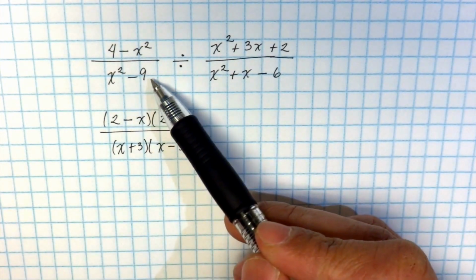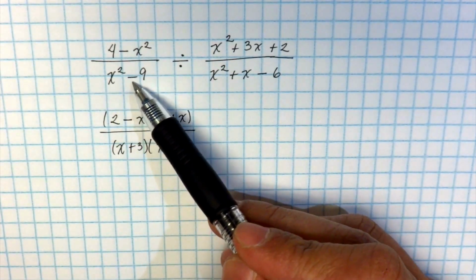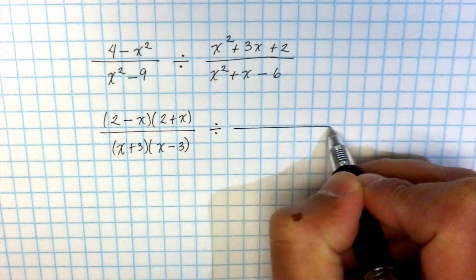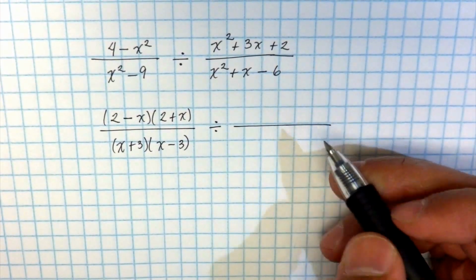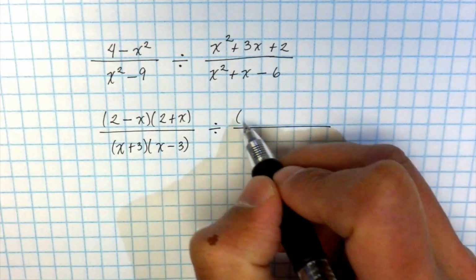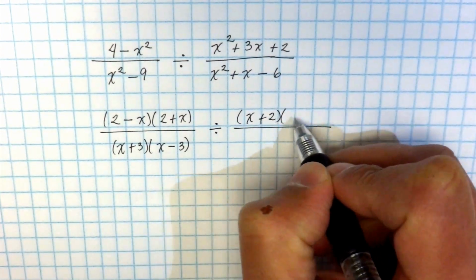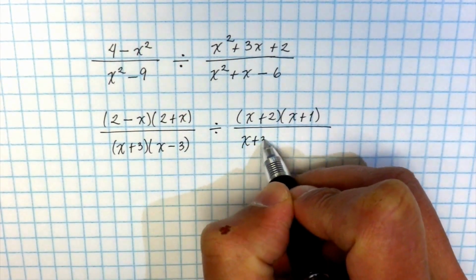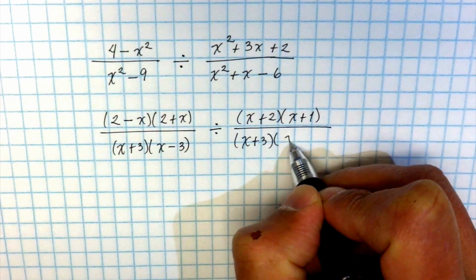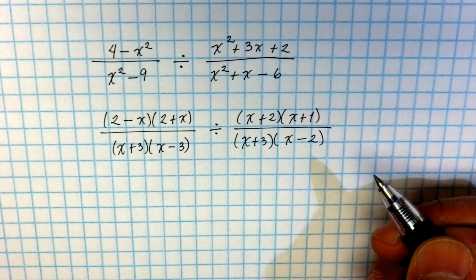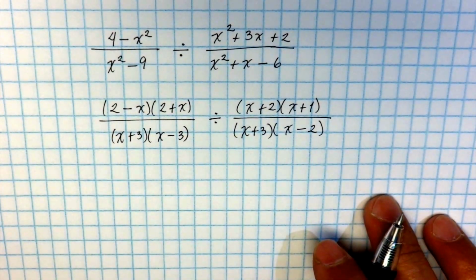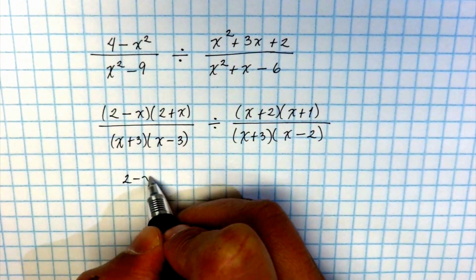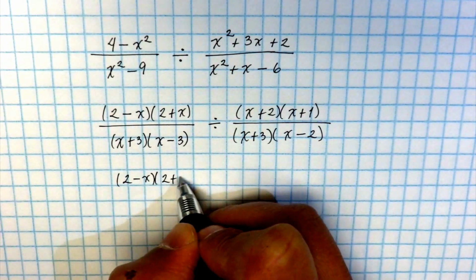Now remember, this is a difference of two squares, and it only works when there's a minus 9. I'm just going to keep it as division for now while I factor the numerator here. x squared plus 3x plus 2 becomes x plus 2 times x plus 1. On the denominator, I have x plus 3 times the quantity x minus 2. Now I can continue. I want to do my division algorithm. Algorithm just means the steps. It's a fancy word for steps.